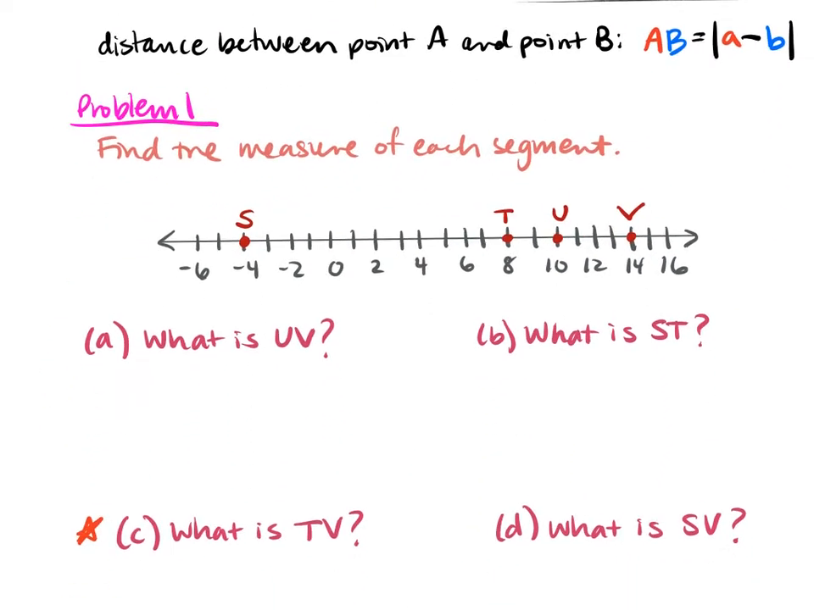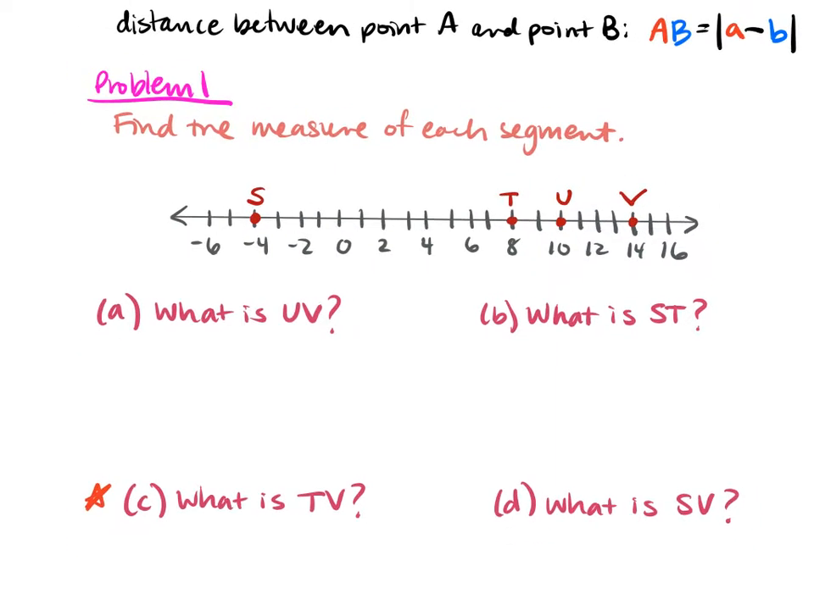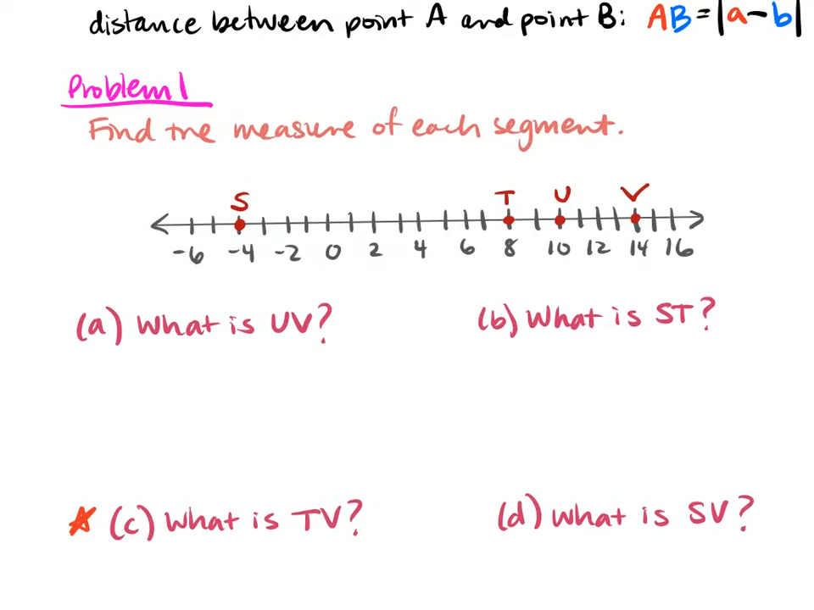So here we have a number line with 4 named points. And each point corresponds to a number on the number line. And the question asks to find the measure of each segment. So the first segment it's asking for is UV, which is this segment right here. What's the length of this? Obviously you could count because it's close enough to count, right? 1, 2, 3, 4. So the answer here is going to be 4.